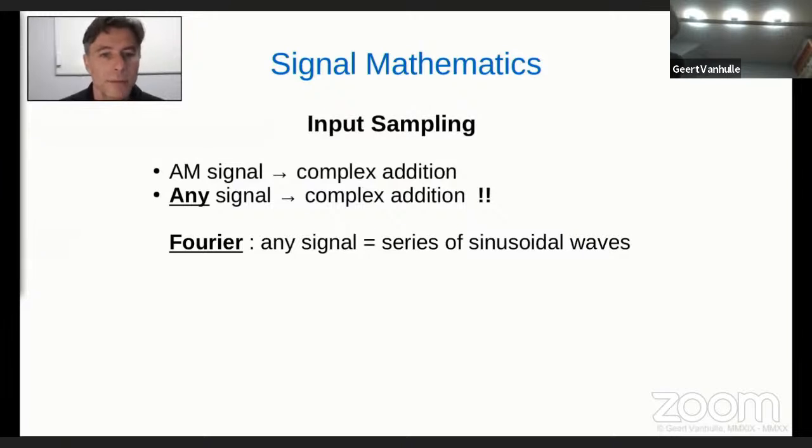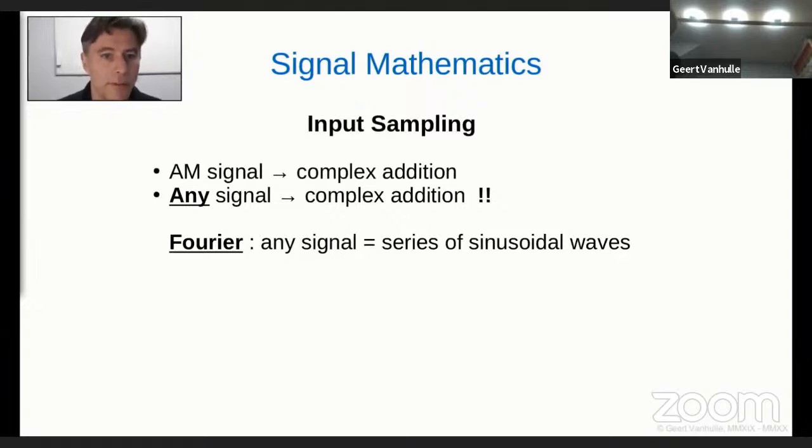What is Fourier saying? Fourier is saying that any signal, any complex waveform, can be expressed as a series of sinusoidal waves. So we have an addition of a whole series of sine waves with different amplitudes and different frequencies that together make up another complex waveform.